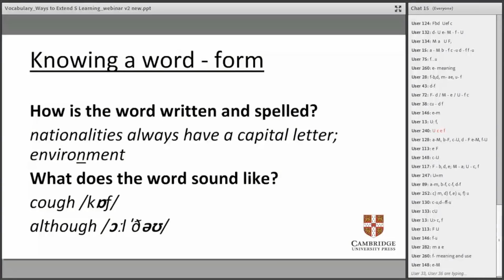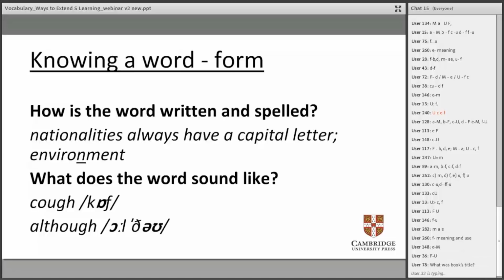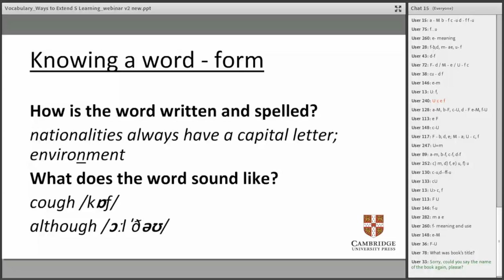So let's just look at what I mean. How is the word written and spelled? Here, the fact that in English, for example, nationalities use a capital letter. I know in other languages like Italian, they don't. In Italian, nationalities don't have a capital letter. It can include little things like environment. This is something that native speakers will often get wrong. They will often forget to include the N when they write it and misspell it. So it's knowing that kind of thing. Because obviously, when we say environment, the N is really not pronounced. So this can often lead to a spelling mistake.